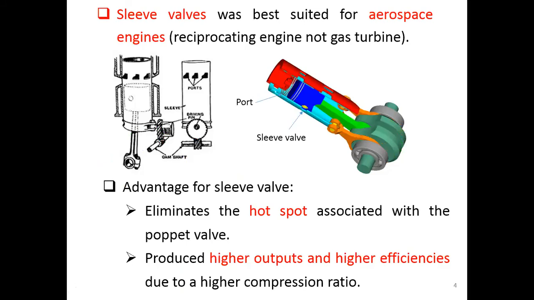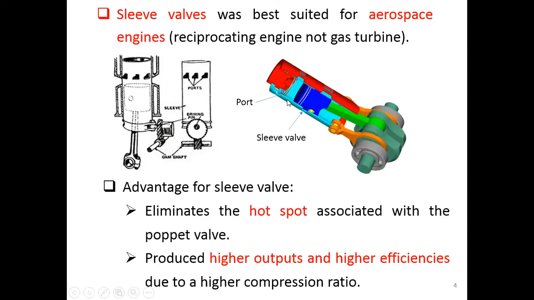Okay. This is the sleeve valve. This sleeve valve, they said, is best suited for the aerospace engine. What they mean by aerospace engine is the old aerospace engine. In the past, we used the reciprocating engine as the aerospace engine, not like today that we use the gas turbine or the jet engine.